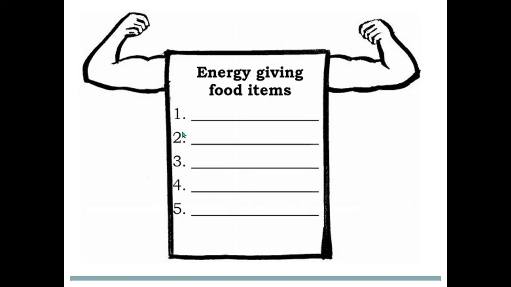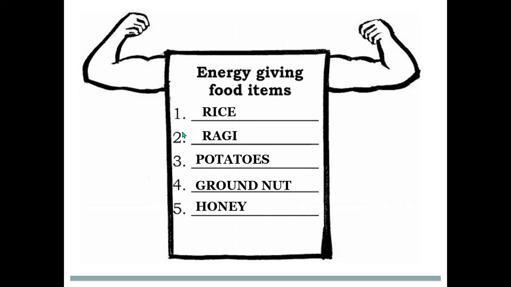First we can see what are the food items which give energy for us. Here I have given some examples. You can write more examples because there are many food items which give energy for us. Here I have given only 5 examples. Energy giving food items are rice, ragi, potatoes, groundnut, honey. Okay children, so what are the energy giving food items? Rice, ragi, potatoes, groundnut, honey.